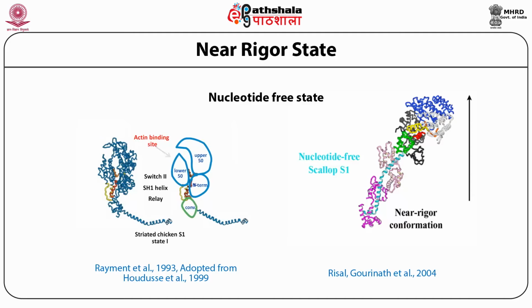These 4 domains are connected by small loops and a relay. Now these loops could be called switch 1, switch 2, SH1 helix, and relay. The structural changes due to nucleotide hydrolysis and binding could be structural changes in these loops. We will discuss more as we see the other structures.